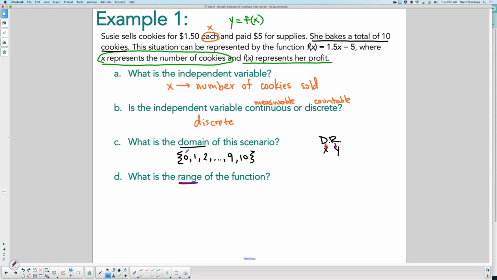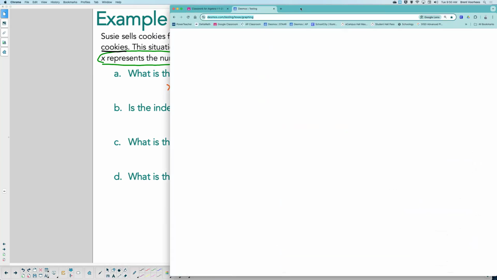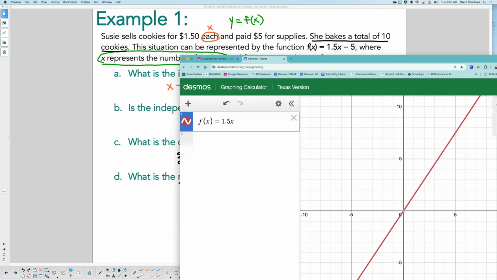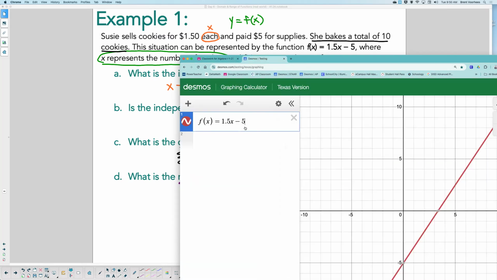So if we sold 0 cookies, what you need to do is plug that in right here to this equation. Actually, you have your computers open. I'm going to show you how you can do this. Go to your computer, open up Desmos. Let's type in this equation. This will be good practice for us. Type in f of x equals 1.5x minus 5. Remember, use this star version. If you go on your Algebra 1, go to classwork, and you'll see it right there at the top. Open up this star version.